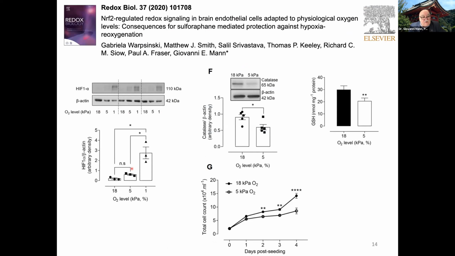HIF1 alpha is only stabilized in these brain microvascular cells under long-term hypoxic culture. We know that certain enzymes, such as catalase scavenging hydrogen peroxide, are reduced under 5% oxygen. Cellular glutathione, like in the lung epithelium, are reduced. And even the proliferation of cells is markedly different under 5% oxygen, the lower curve, versus the other.